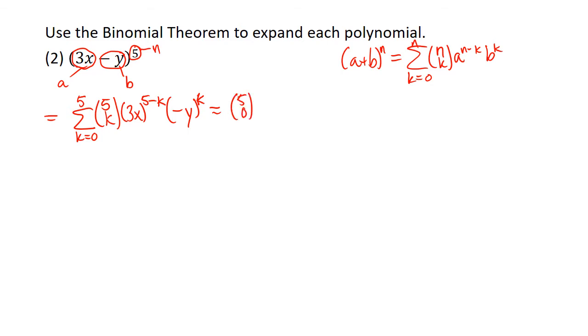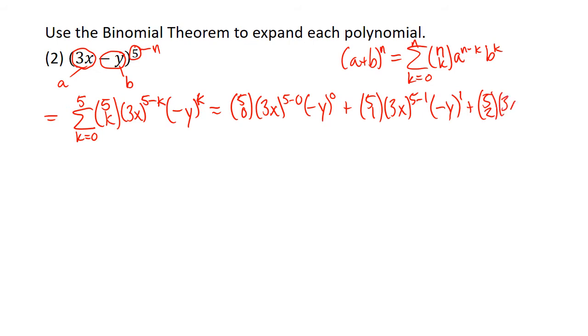So this will be 5 choose 0, 3x to the 5 minus 0, negative y to the 0, and then 5 choose 1, 3x to the 5 minus 1, negative y to the 1, and then 5 choose 2, 3x to the 2, negative y. Sorry, I did that wrong, didn't I? This should be 5 minus 2 there. And then this one is to the 2. Okay, and then 5 choose 3, 3x to the 5 minus 3, and then negative y to the 3.